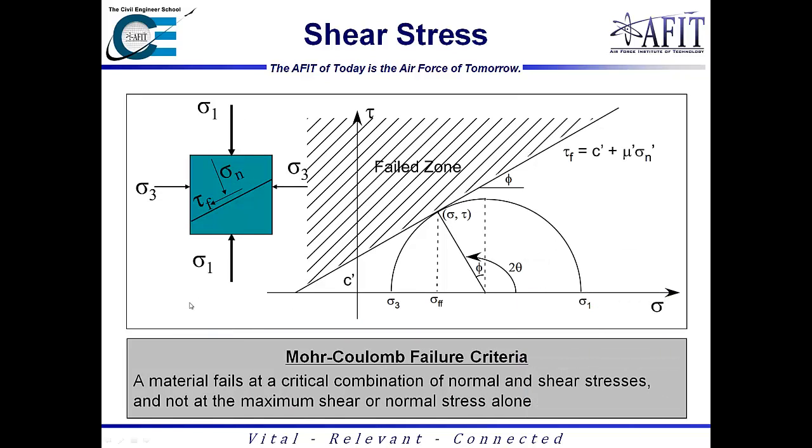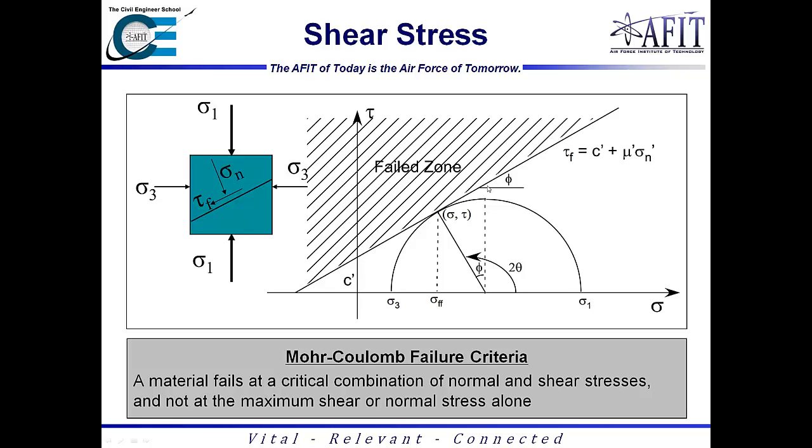So when we actually start talking about shear stress, we're going to get more into the Mohr circle again. So we have the Mohr-Coulomb failure criteria, which is basically this failure zone up here. And so with the Mohr-Coulomb failure criteria, a material will fail at a critical combination of normal and shear stresses, which is indicated by this point right here, and not at the maximum shear or normal stresses, i.e. the soil is not going to fail here at the maximum shear or here at the maximum normal stress. It's going to fail at some combination right here at some sort of friction angle.